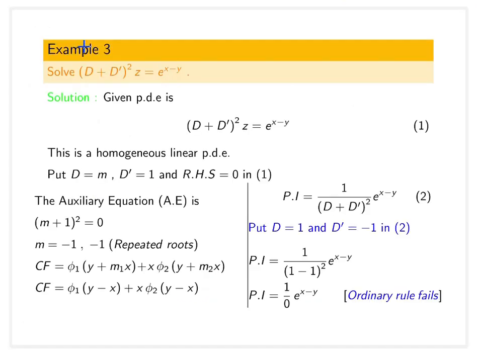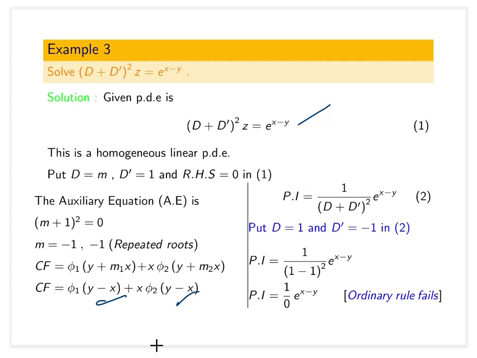Then the next example: D plus D dash the whole square into z is equal to e power x minus y. So take the given homogeneous partial differential equation as equation number 1. So replace D is equal to m and D dash is equal to 1. And we get the auxiliary equation m plus 1 the whole square equal to 0. Therefore the roots are m is equal to minus 1 comma minus 1, repeated roots. So we replace m1 as minus 1 and we can get a solution.